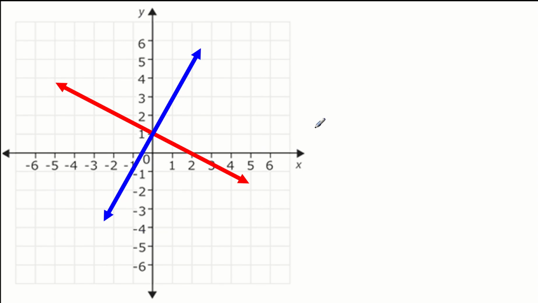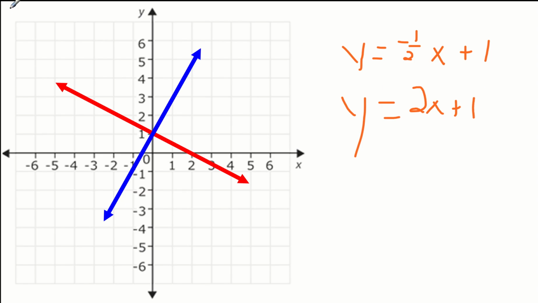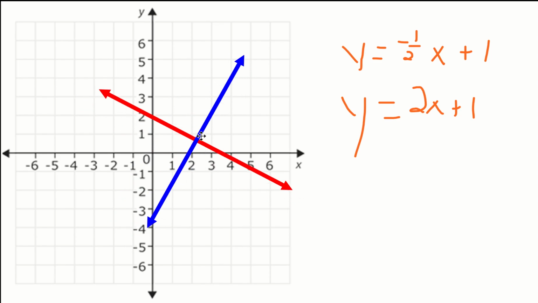For my red line, I got y equals negative 1/2 x plus 1 this time. For my blue line, I got y equals 2x plus 1. The plus 1 is the same on both of them, but that's not what makes it perpendicular. If I move it over here, they don't both go through 1 anymore. They're still perpendicular, right? What makes them perpendicular?